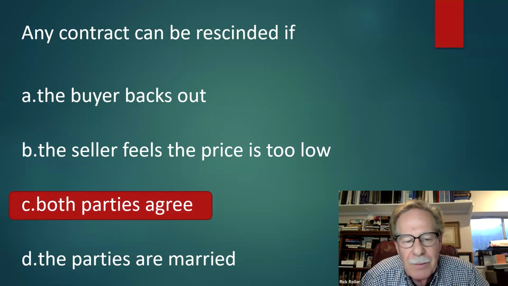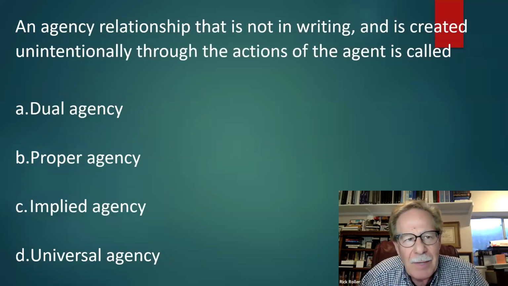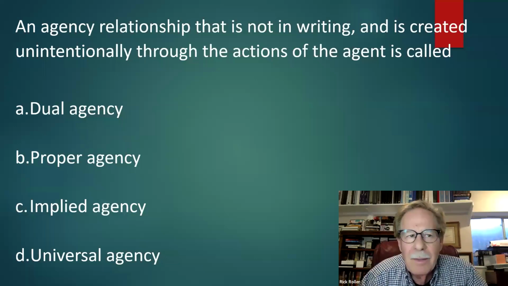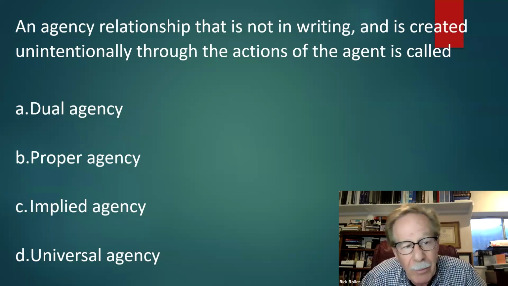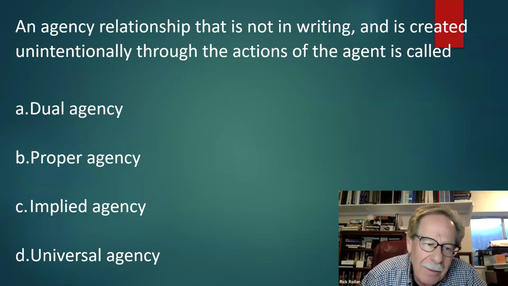Okay, our next question is an interesting one. It says an agency relationship that is not in writing and is created unintentionally through the actions of the agent is called a what? Dual, proper, implied, universal.